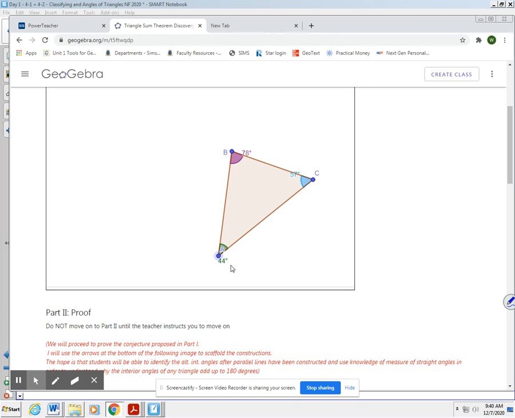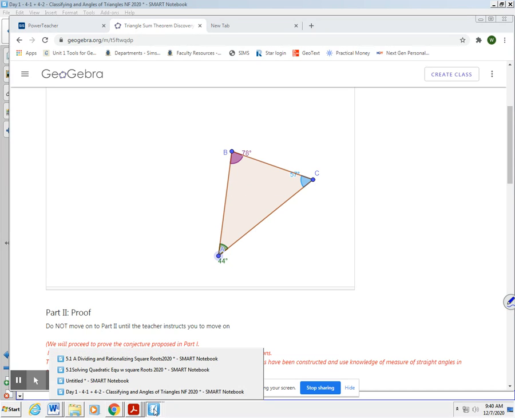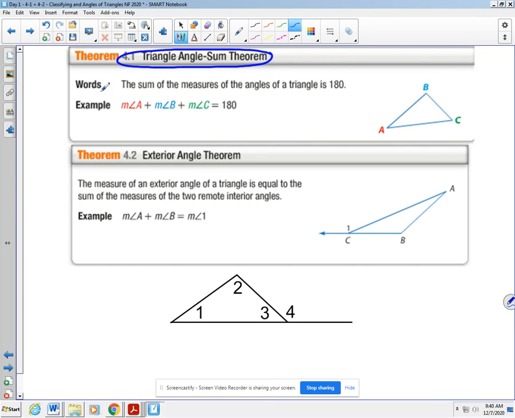So what is the point? The point is that the sum of the interior angles in a triangle is always 180 degrees, okay? So this is very, very important. The sum of the measures of the angles in a triangle is 180 degrees, okay?